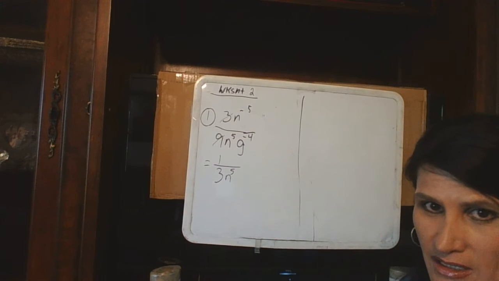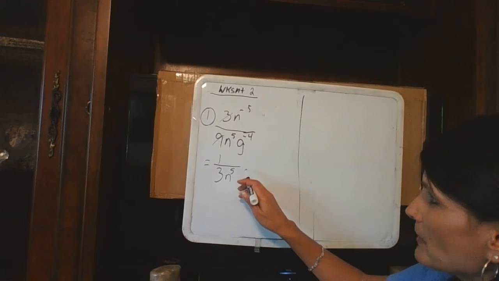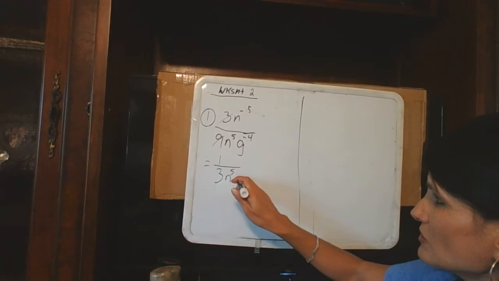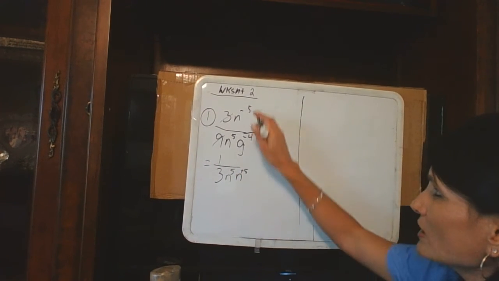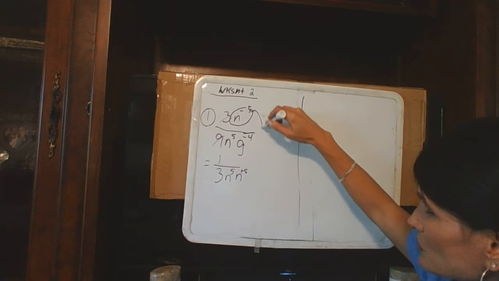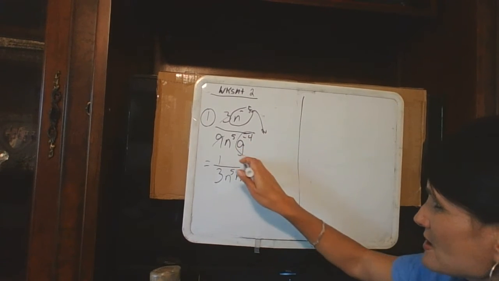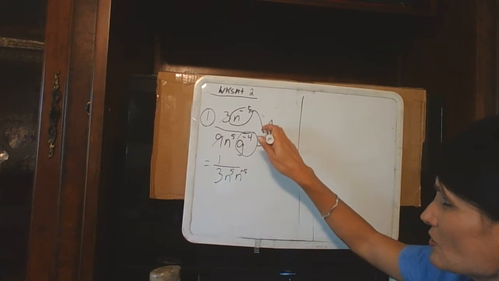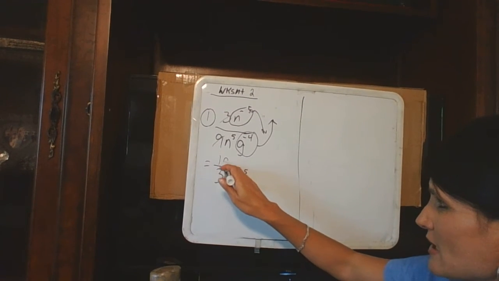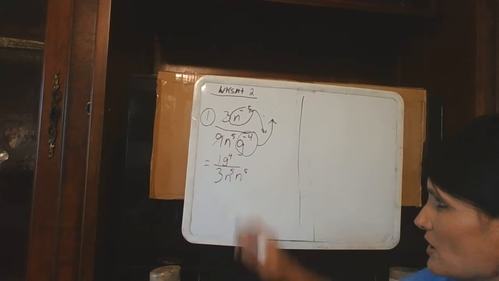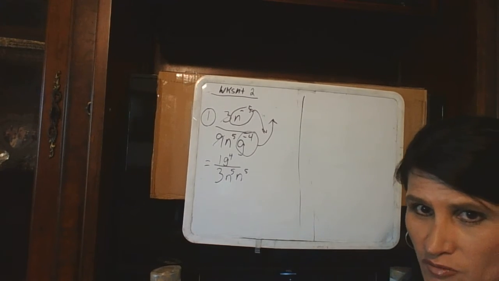I'm supposed to leave the exponents positive, so I'm going to leave it there. But I'm going to move this negative down here and make it plus 5. So I'm going to take this one and move it down. And that means this one is a negative. It has to go to the top. So they're going to switch places. Okay? So the g now goes on the numerator and it becomes 1 times g to the 4th.